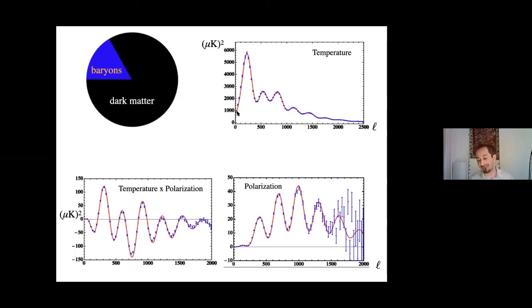Now, you could also have dark matter elastic scattering. Naively you would think elastic scattering should not dissipate energy, but if dark matter is cold and non-relativistic, this actually can extract energy from the plasma and lead to spectral distortions.